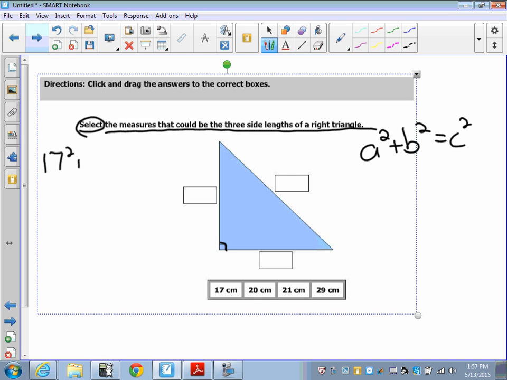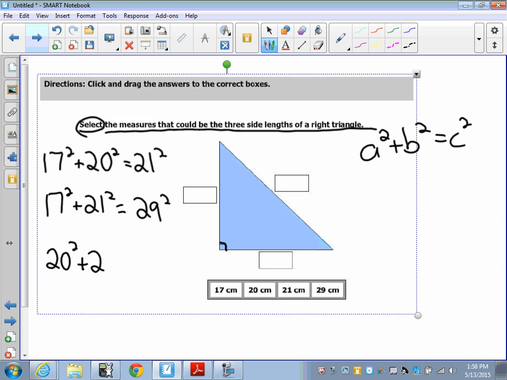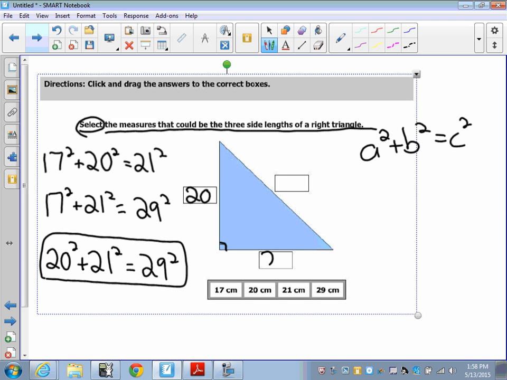Maybe 17 squared plus 20 squared is equal to 21 squared. Or maybe 17 squared plus 21 squared is equal to 29 squared. Or my third option would be 20 squared plus 21 squared is equal to 29 squared. So remember, my largest number needs to be C. The correct answer will be this one here. This one encourages you to try things, which is sometimes a little bit uncomfortable. But our answer would be 20, 21, and 29. We actually saw this in a different problem earlier in this video.